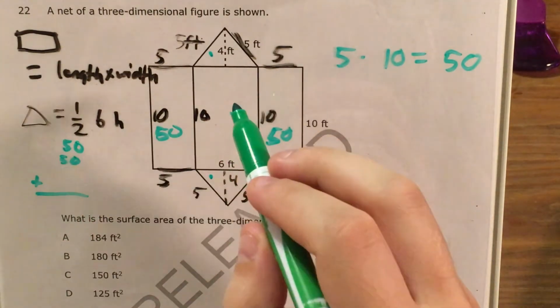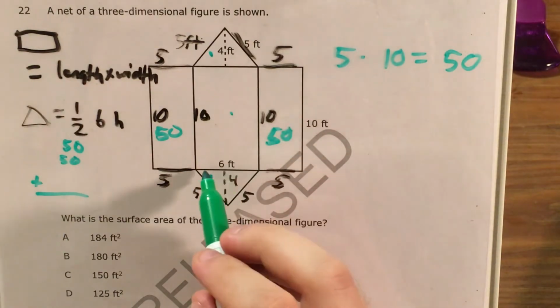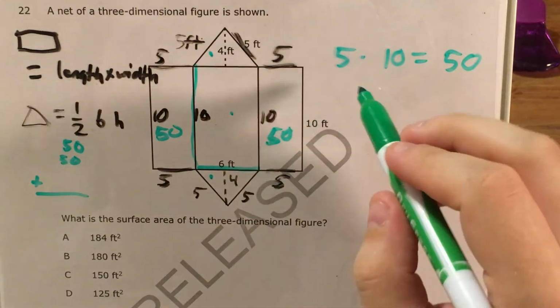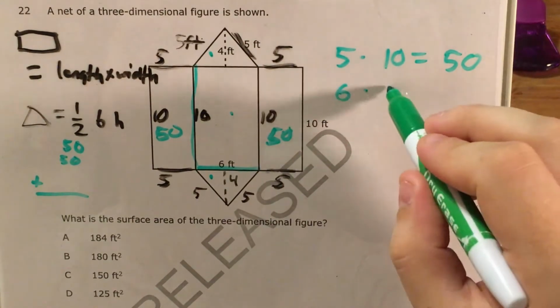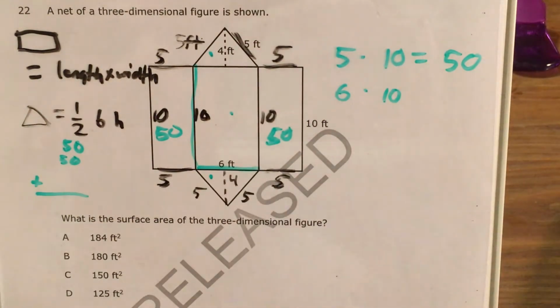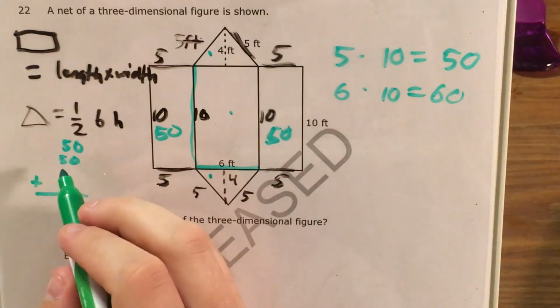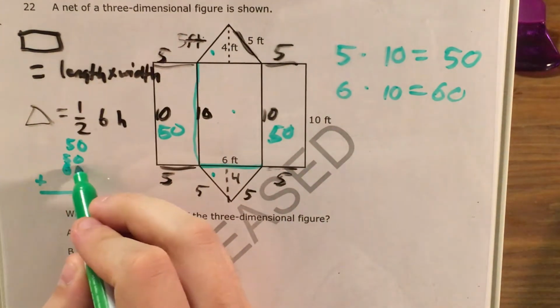Next, I'll figure out this rectangle in the center. For this one, my length is now 6. My width is still 10. Length times width now is 6 times 10, and that's 60. Now this rectangle doesn't have a twin. I only need to add it once.